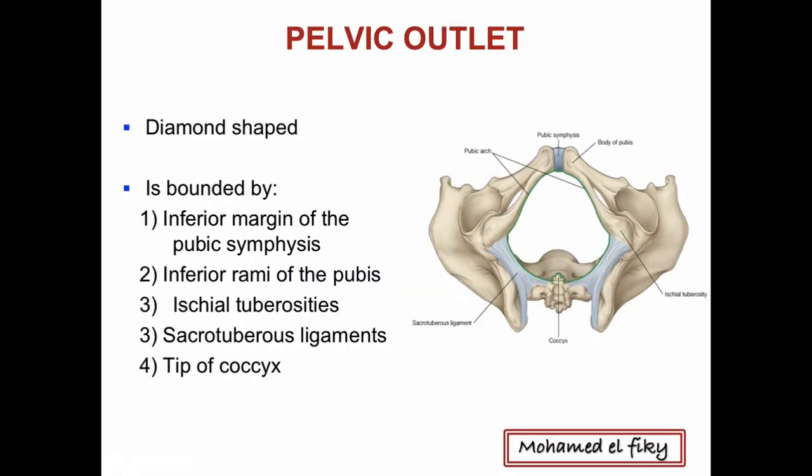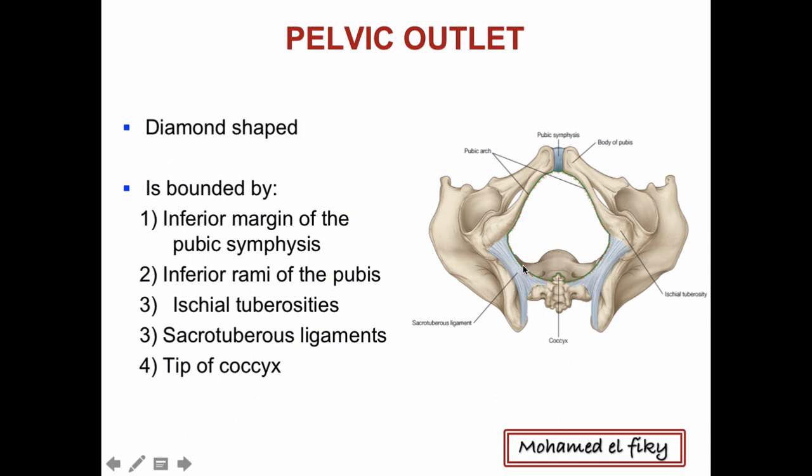Now, this is a pelvic outlet. The pelvic outlet from the symphysis pubis, this is called the pubic arch. Lower part from the pubic bone and part from ischial bone, and this ligament from the ischial tuberosity to the sacrum called the sacrotuberous ligament, and the tip of the coccyx. This is pelvic outlet.